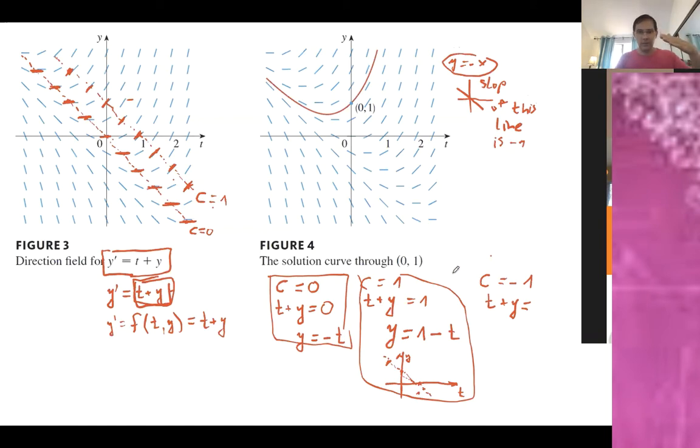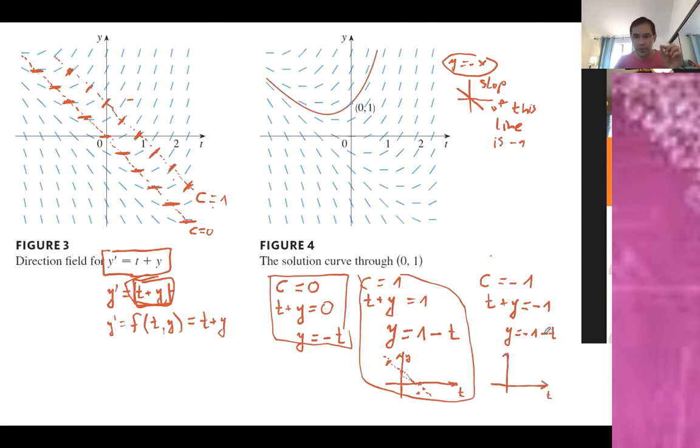Okay, so now let's draw this isocline that corresponds to C equals negative one. So t plus y, this is the right-hand side of this equation, and that's equal to negative one. So I have to draw this line. y is going to be equal to negative one minus which variable? t. Perfect. Let me just draw this line very quickly. How does this line look? This is the y-axis, this is the t-axis.